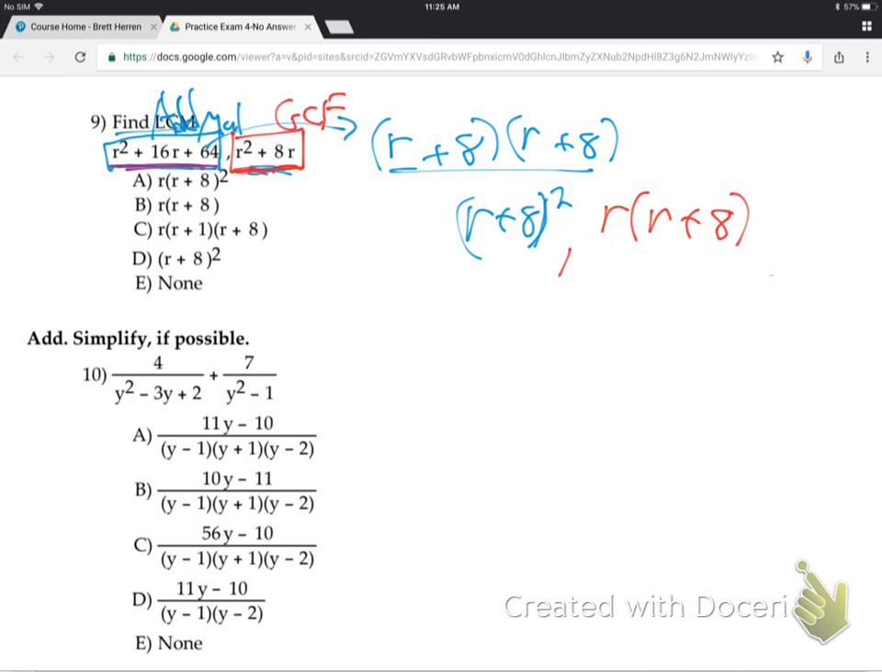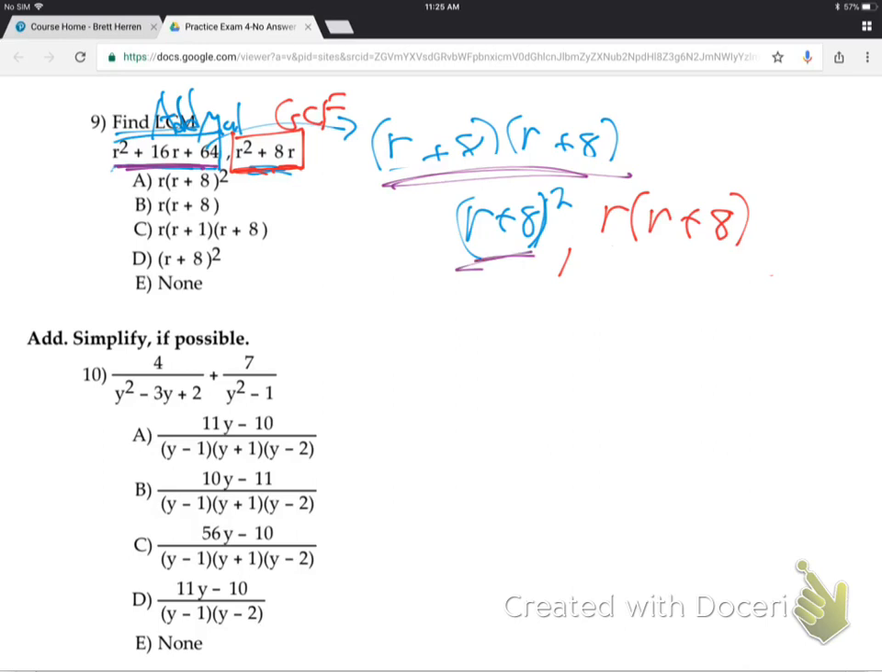Do they all have an R? No, the 64 doesn't have an R. Do they all have a number? No, the R squared doesn't have any number at all in front of it. So no, there's nothing in common. Then I dove into the two parentheses, right, when I saw there was nothing in common. But always look for commonness first.